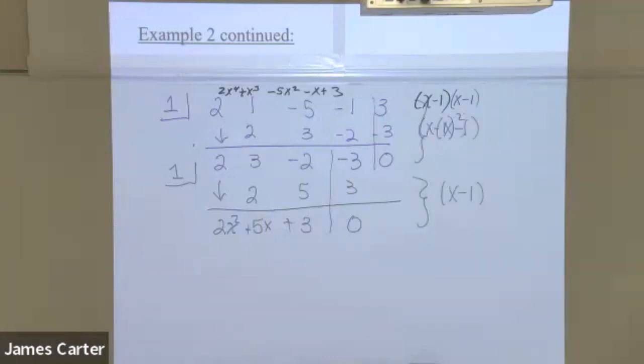Okay, that generates x minus 1 again. What have I got left? Well, I've got this 2x squared plus 5x plus 3 so far. And now, like I said, I can either try to factor that or use the quadratic formula if I want, or I can try either some variation of 2 or 3, or 1/2 or 3.